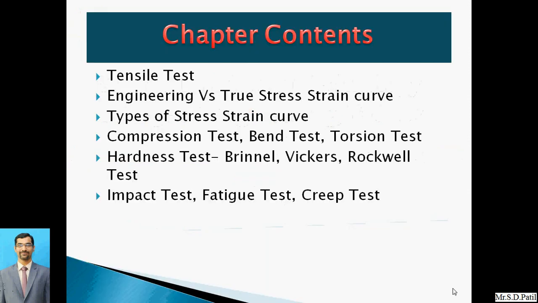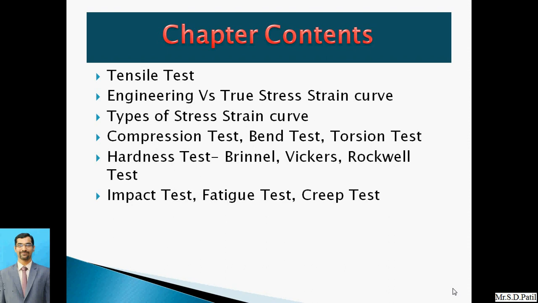In this chapter, we will cover the tensile test, then the engineering versus true stress-strain curve. In this, we will see the concept of what stress is and what strain is. You have already covered this concept in engineering mechanics: the meaning of stress and the meaning of strain. Then we will see the types of stress versus strain curves. After finishing this part, we will go to the compressive test, bending test and torsion test.